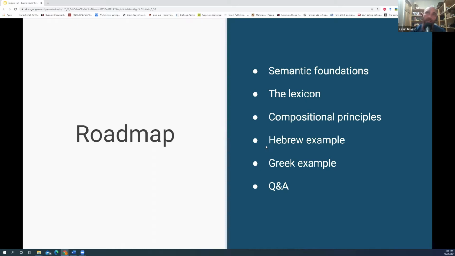Then we'll talk about what I'm calling compositional principles. So this is basically how words combine with one another and what that does to how we interpret words. And then we'll go over a Hebrew example and a Greek example and finish with some questions.